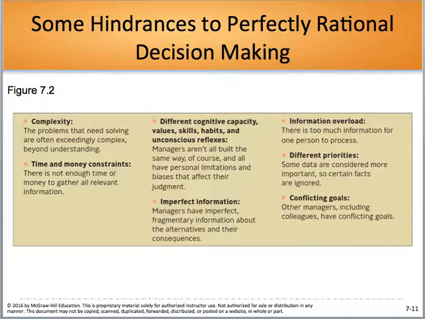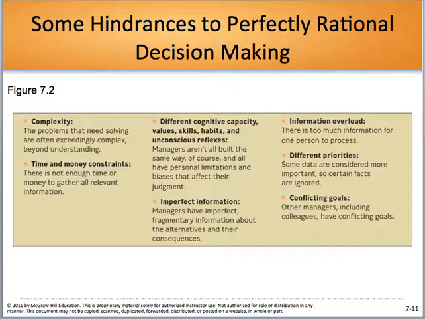Under cognitive capacity, we're looking at the values, skills, habits, and unconscious reflexes. Managers aren't all built the same way, and so we have our personal limitations and our biases that can impact our judgment. With imperfect information, we're all imperfect. So our information is going to be fragmented, and the alternatives that we bring and the consequences will also be fragmented. And we can have too much information, which is information overload, and with too much information, you can't make a decision because it's overwhelming. And then we end up having analysis paralysis, right?